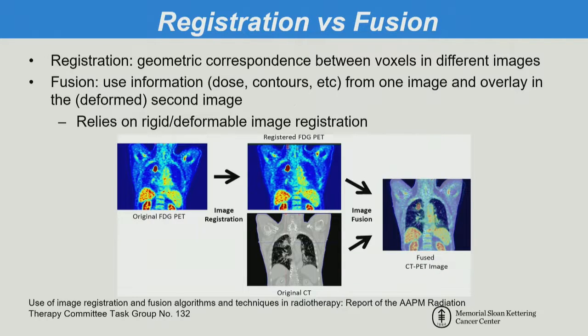We use the terms registration and fusion interchangeably, but there is a distinction between those two. Registration refers to the geometric correspondence between the voxels in the two different images, while fusion really means using the information from one image, putting it in the other image, and transferring that information into your other image. And this really relies on rigid and deformable image registration.